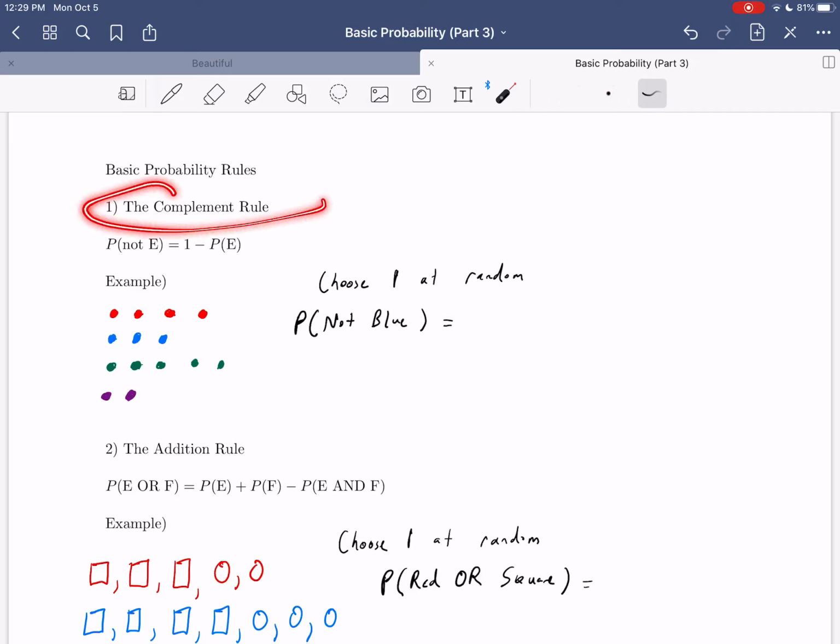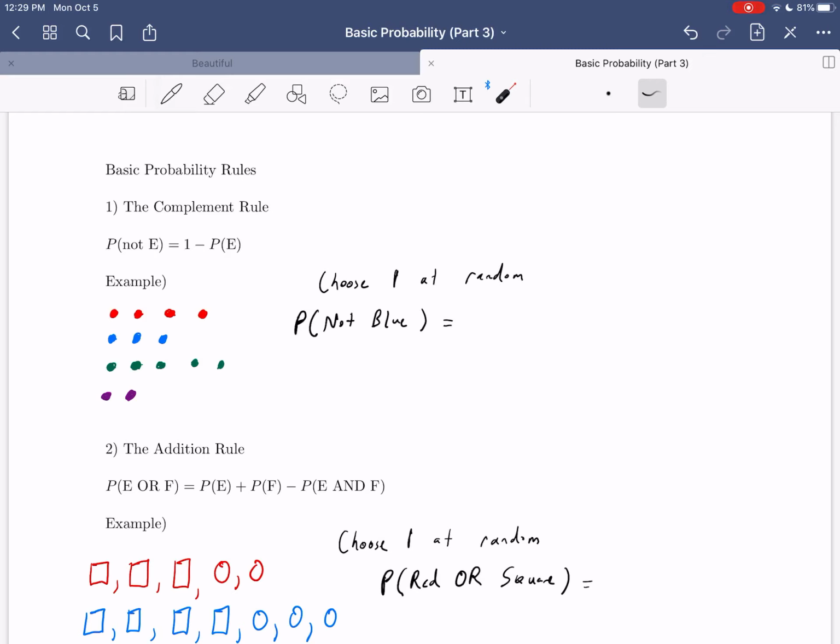First is the complement rule. The complement rule basically tells us how to calculate the probability of an event not happening. Normally we're calculating the probability that something does happen, but sometimes we might want to calculate the probability that it does not happen. And the complement rule says that the probability that an event does not happen is 1 minus the probability that it does happen.